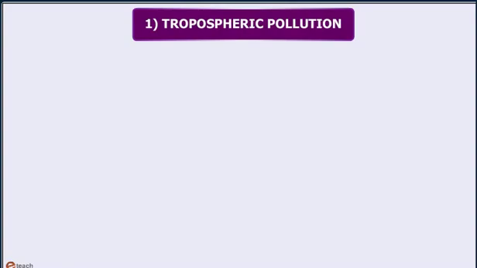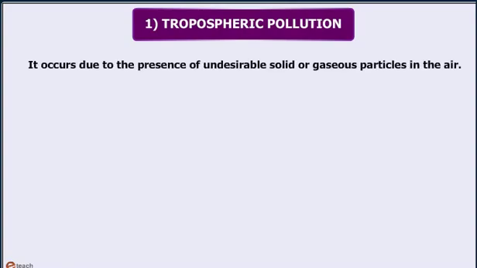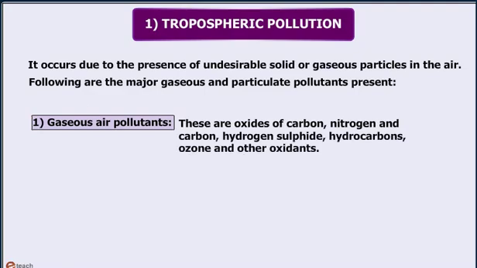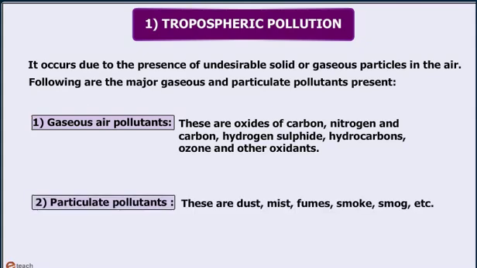Atmospheric pollution occurs due to the presence of undesirable solid or gaseous particles in the air. Following are the major gaseous and particulate pollutants present. Gaseous air pollutants: these are oxides of carbon, nitrogen and sulfur, hydrogen sulfide, hydrocarbons, ozone and other oxidants. Particulate pollutants: these are dust, mist, fumes, smoke, smog, etc.